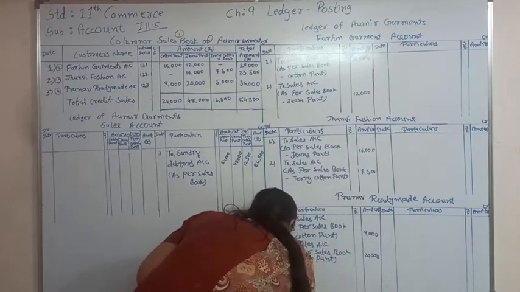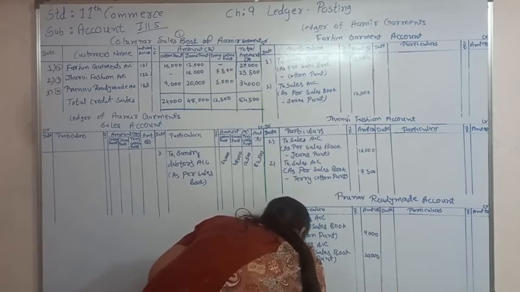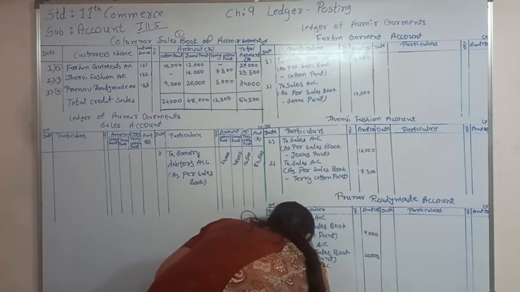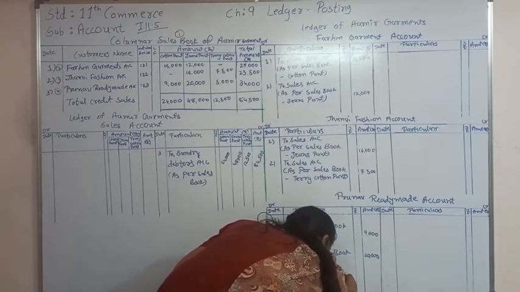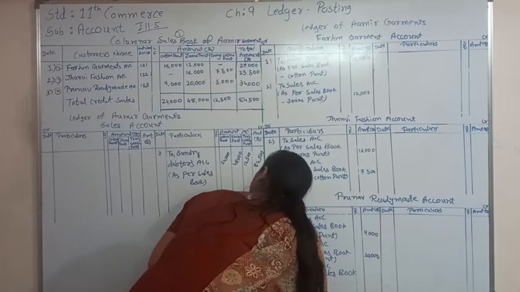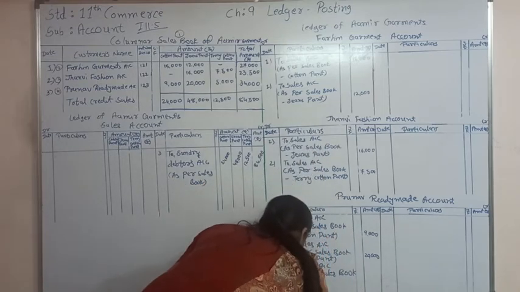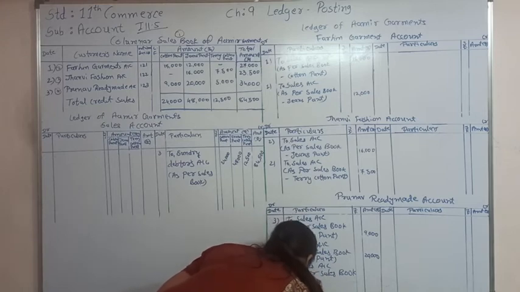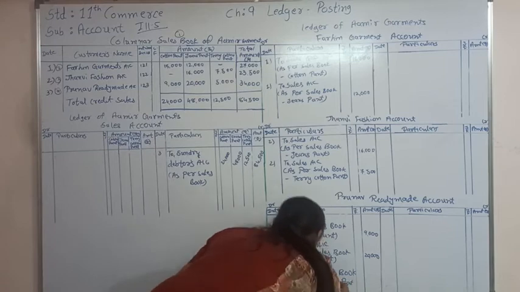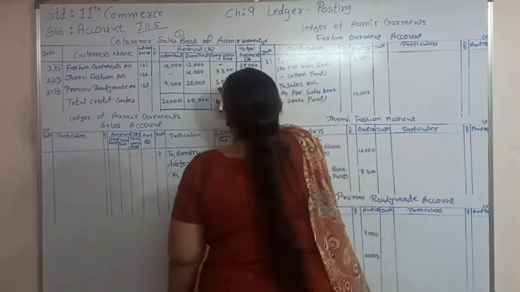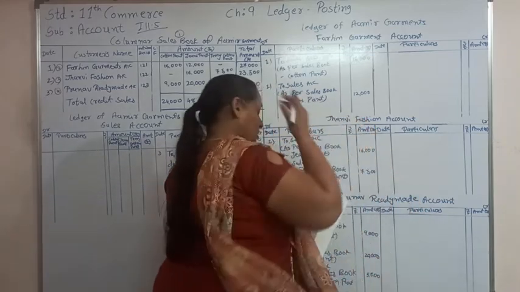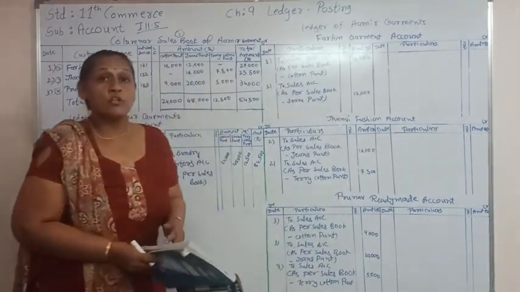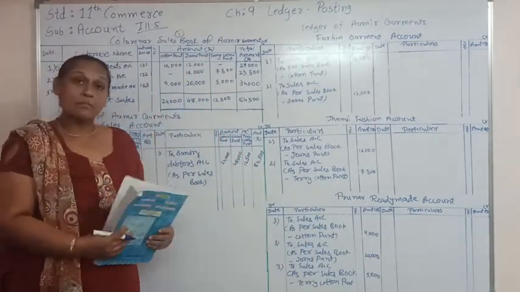And the third one is to sales account as per sales book, and that is terry cotton pant, and the amount is 5,000. So this is how we are supposed to post in a ledger from the subsidiary book.